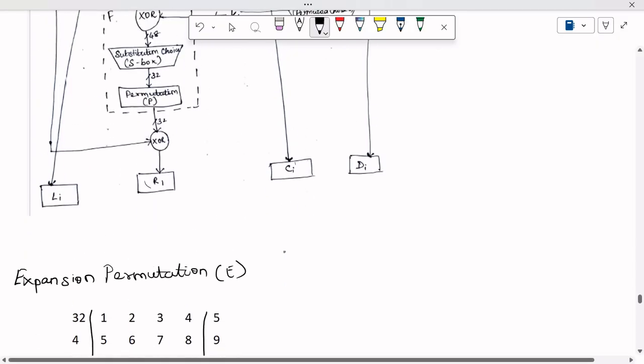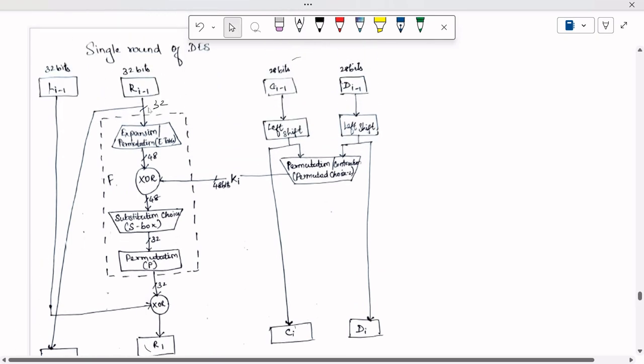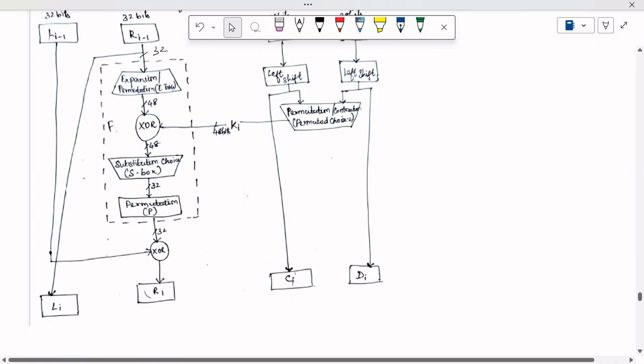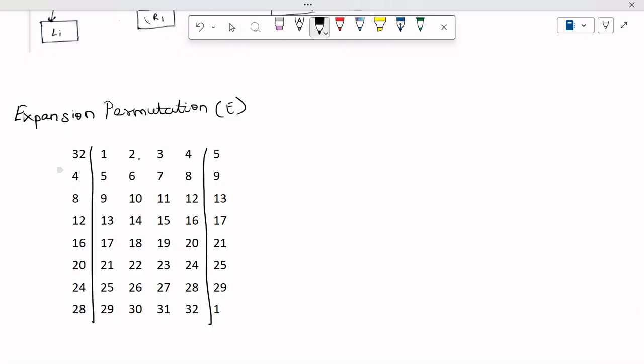Okay, now we can proceed with the f function. The right half of 32 bits goes through an expansion table. The 32 bits should be expanded to 48 bits. Here you can see the 32 bits are placed as 4 bits in each row, right? And each 4-bit group is appended with the last bit of the previous group and with the first bit of the next group.